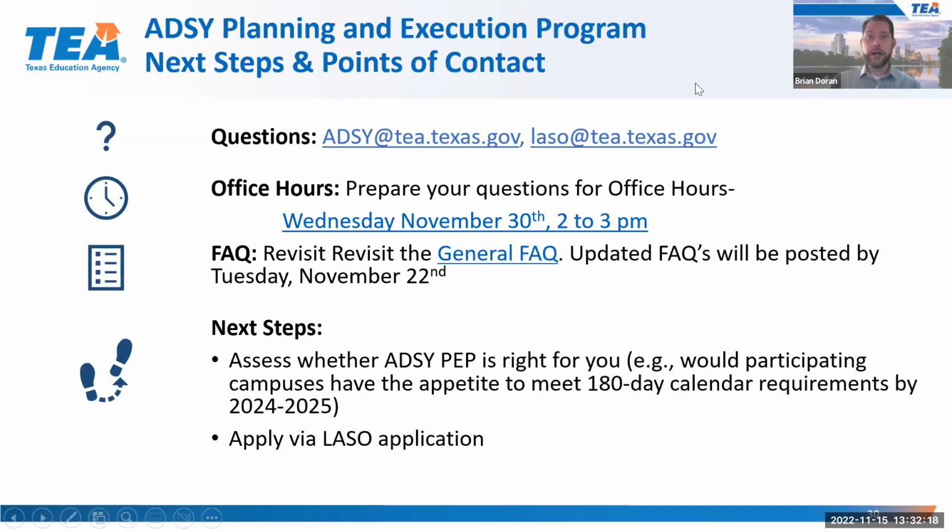We'll also be collecting questions and posting those to our FAQ document. So if you do have questions, please feel free to email adzi@tea.texas.gov and we'll get those on our FAQ document and addressed. As far as next steps, really questions, attend office hours if you're interested. Take a look at the FAQs when those are posted. We anticipate those being posted on, or by, Tuesday, November 22nd. And then really the final next steps are assess whether this looks right for you or not, and then apply via the LASO application.